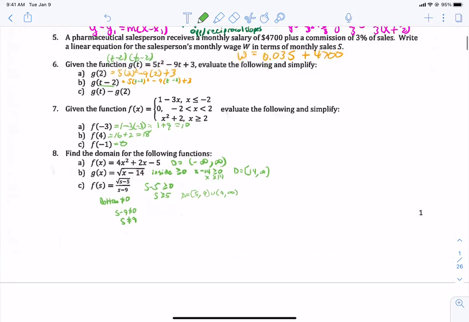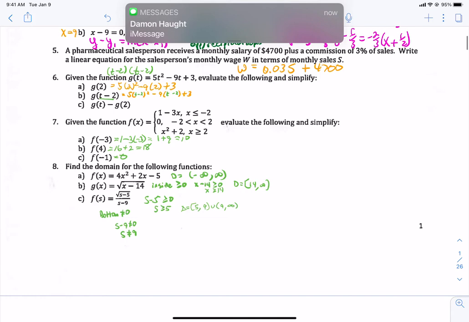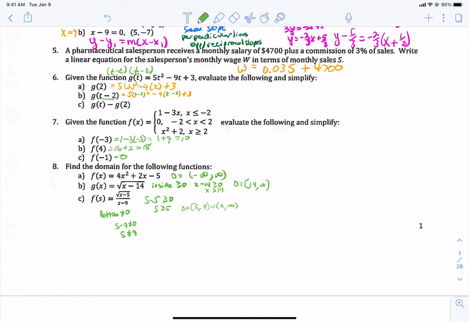So we've looked at our first page here. Are there any problems on the first page that anybody has a question on before we move on to page 2?